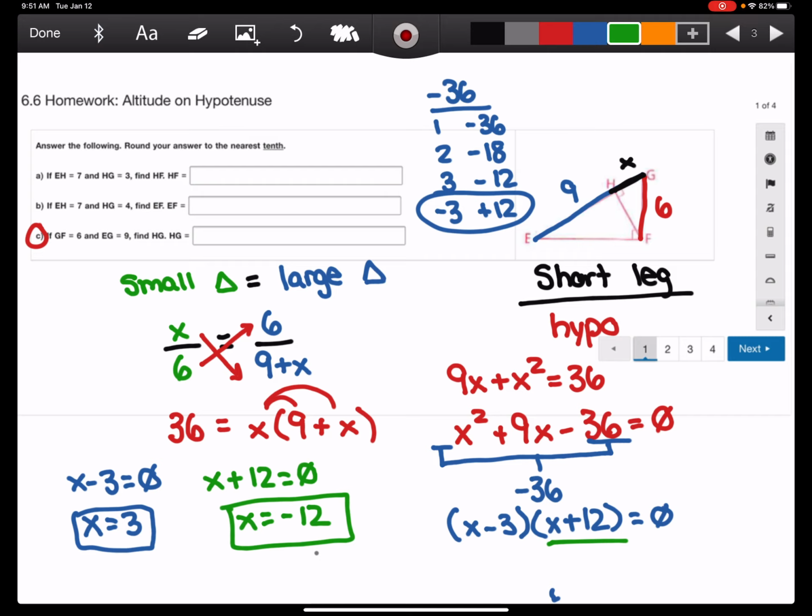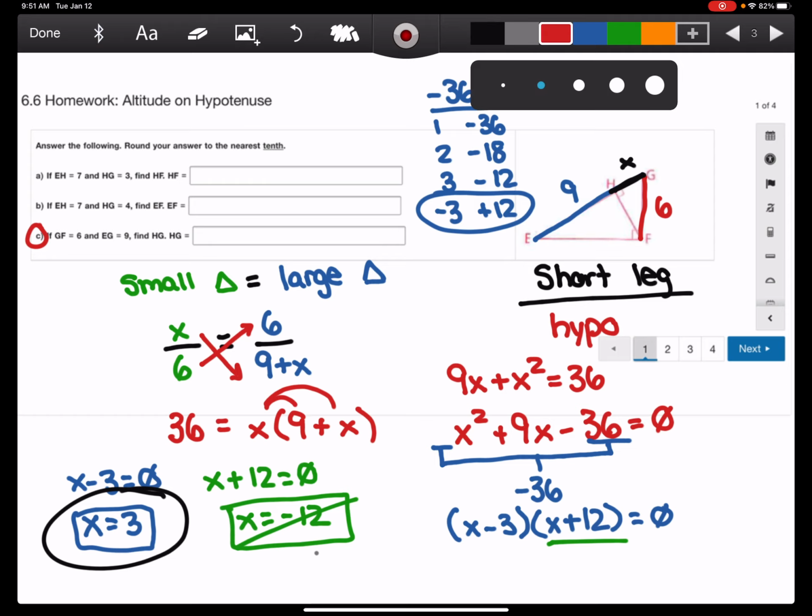But if we think about this, if I plug in negative 12 for x, that's saying that this distance is negative 12 units, and we can't have negative units. So therefore, x equaling negative 12 is out. x will equal, though, positive 3. And as a result, since HG is x, HG is 3 units.